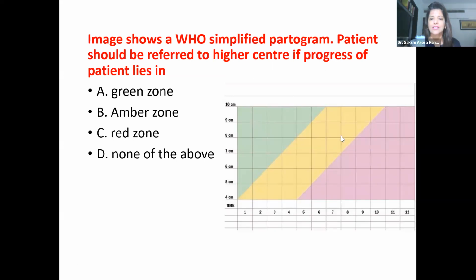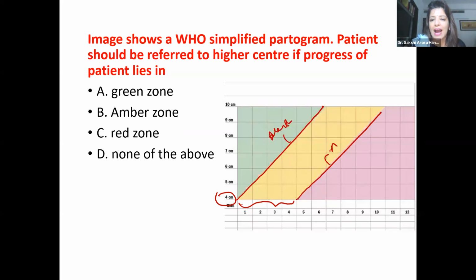So as you can see over here, alert line and action line are not marked. I mean, they are not written that this is alert or action line, but you can make out. Again, plotting is beginning from 4 centimeters. So this line over here should represent alert line. And 4 hours away from it, this is another line which should represent action line, right?